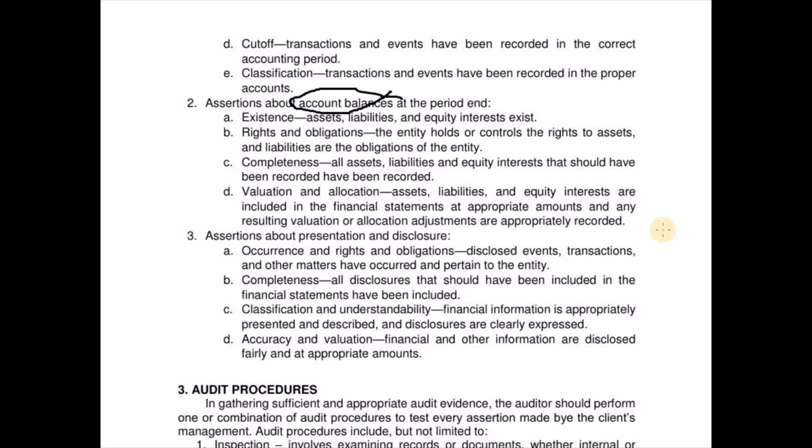Then letter D, accuracy and valuation. Financial and other information are disclosed fairly and at appropriate amounts. Kani siya kay this refers pod sa accuracy na jud sa amounts. And when it comes to also valuation, ang perfect example ana kay ang inventory, kung tama, kung at lower of cost or net realizable value ba ang amount sa inventory. Tapos if sa PPE kay na-establishan ba og tarong og depreciation ana. Tapos sa ato ang receivables kay tama ba tong gi-establish na impairment ing ana class.